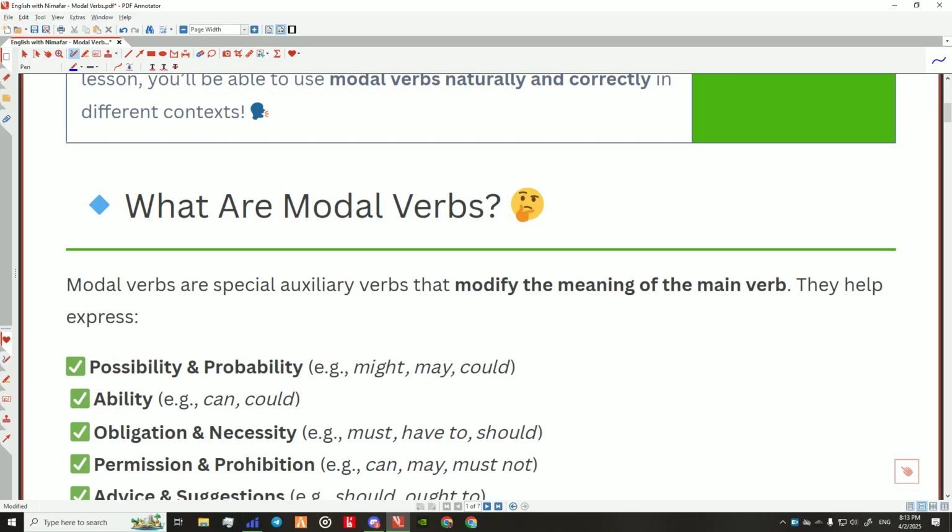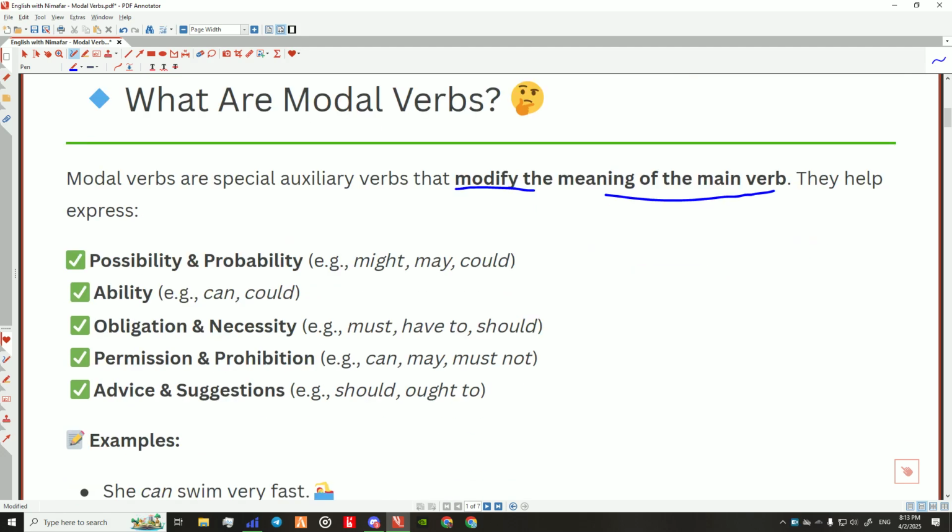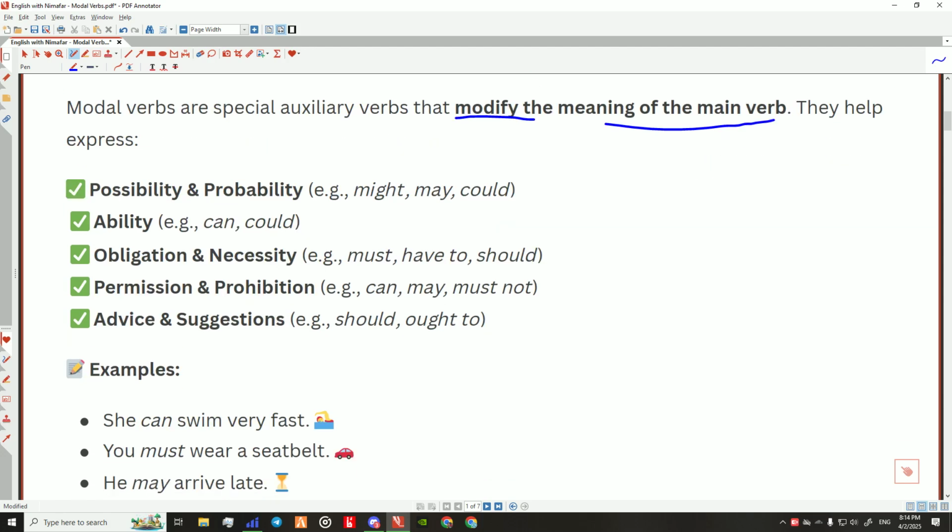So modal verbs are special auxiliary verbs that modify the meaning of the main verb. Main verb like swim, cook, study, speak. They help express possibility and probability like might, may, could. Ability, as we said, can or could. Obligation and necessity, must, have to, should. Permission, prohibition like can, may, or must not, which is important here. Advice and suggestions like should, ought to.